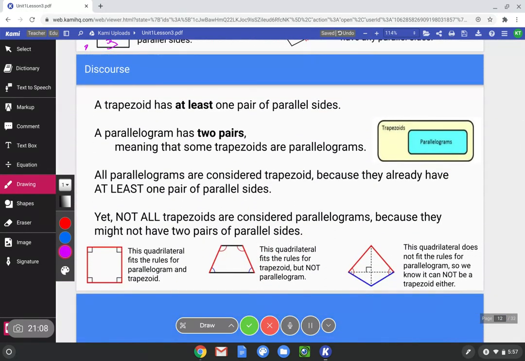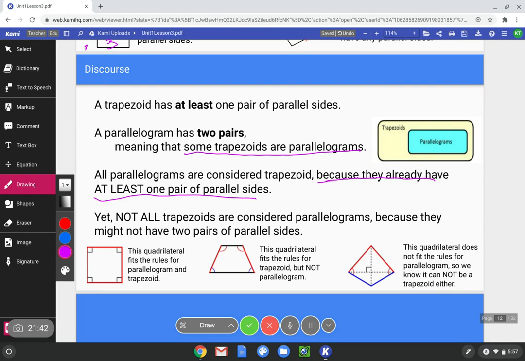A trapezoid has at least one pair of parallel sides. A parallelogram has 2, meaning that some trapezoids are parallelograms. That's a tongue twister. But remember, all parallelograms are trapezoids, and that is because they already have at least one pair of parallel sides. So if I have 2 donuts, don't I have at least one donut? You bet I do.